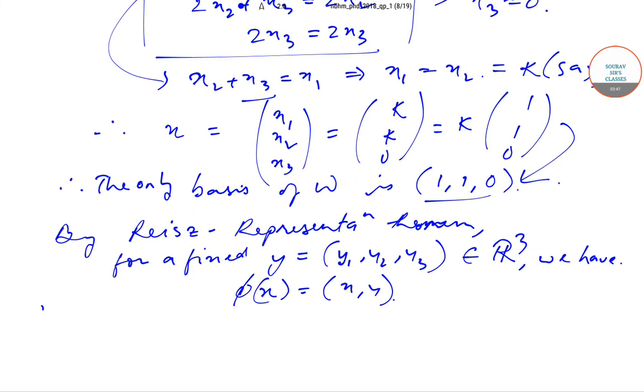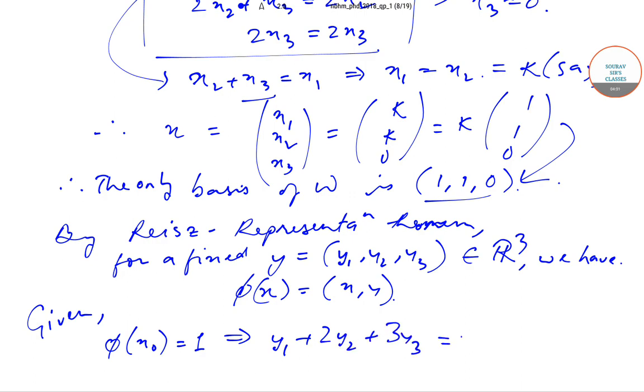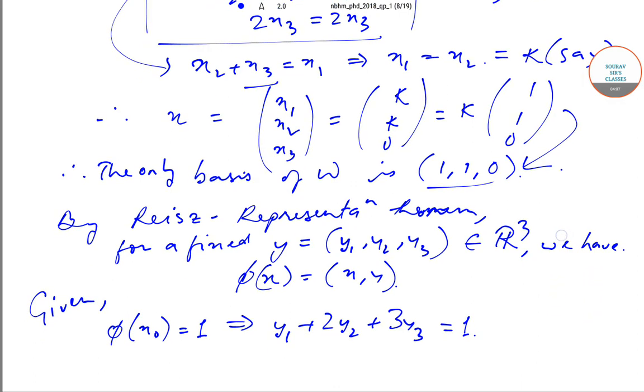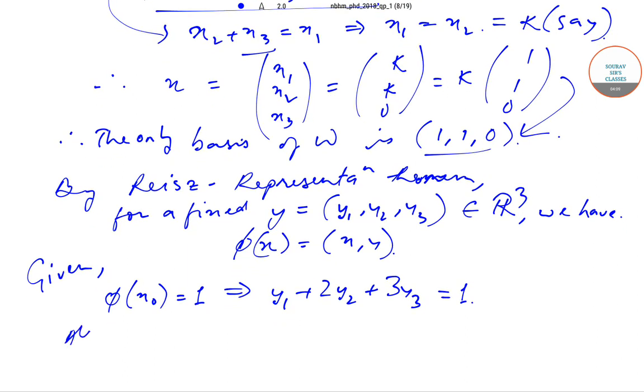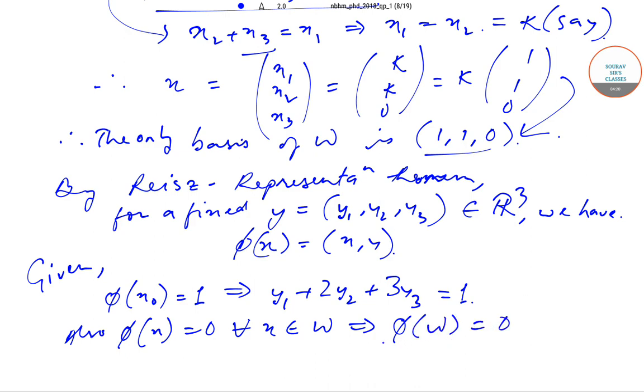Now we have been already given that phi of x naught is equal to 1. So that will imply that y1 plus twice of y2 plus thrice of y3 is equal to 1. Also we have been given that phi of x is equal to 0 for all x which belongs to W. So we can imply that phi of W is equal to 0, and if phi of W is equal to 0, that will imply that y1 plus y2 is equal to 0.